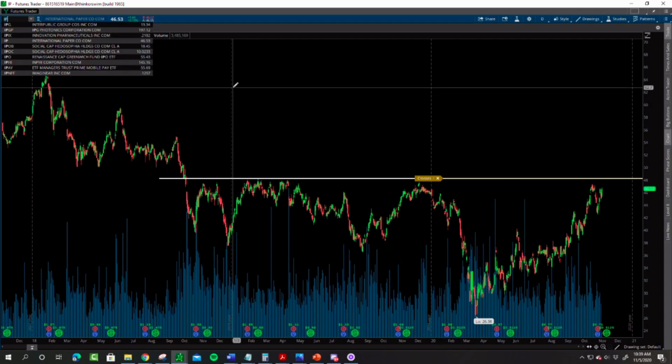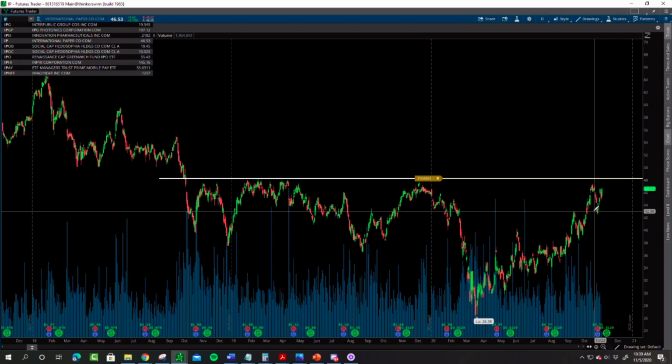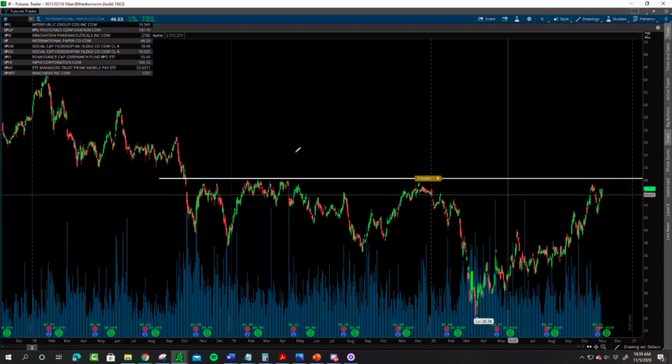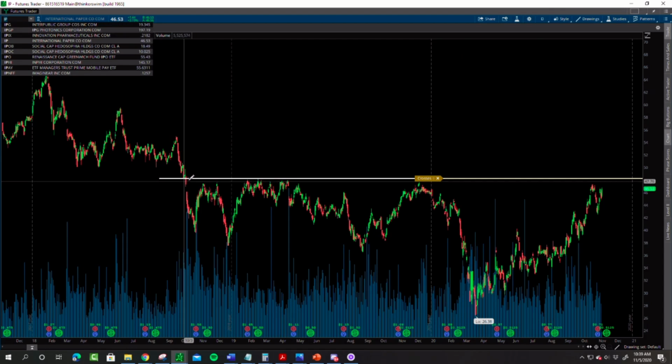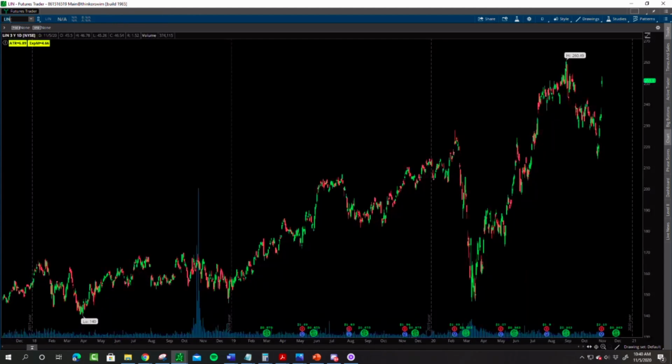Here's IP. I've looked at this. Again, this is another one that looks good when you're zoomed in, but from the bigger picture, there's a lot of resistance at 48. We can't mess with this thing until it breaks over 48. So I set an alert for myself to let us know, hey, Mike, this one might set up in the future.